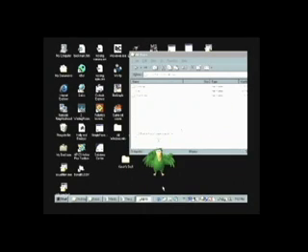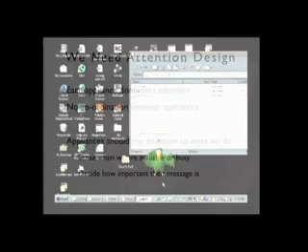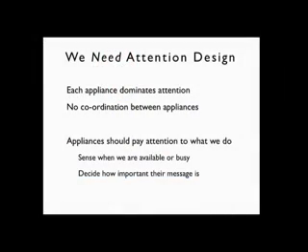What a fresh perspective. So inattentive agents can be a real pain. And what I would like to suggest is that we need to actually start paying attention in design to attention itself. Each appliance today still dominates attention as if it were your personal computer, as if it were the only thing you had. And there's very poor coordination or no coordination whatsoever between appliances. So if you're in a conversation, your cell phone will ring happily, not knowing you're in a conversation, and your emails will keep popping up.